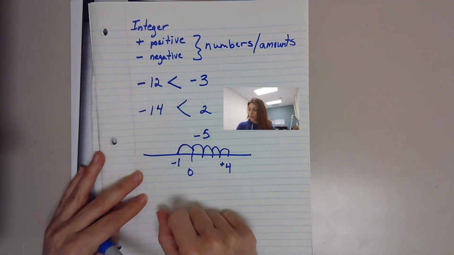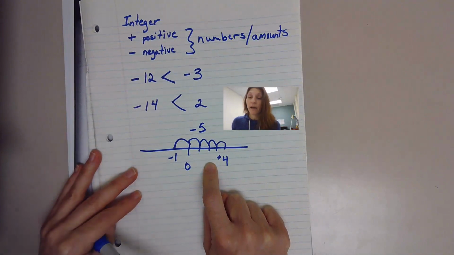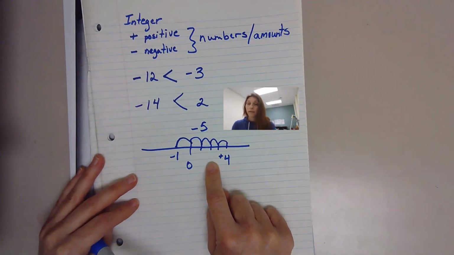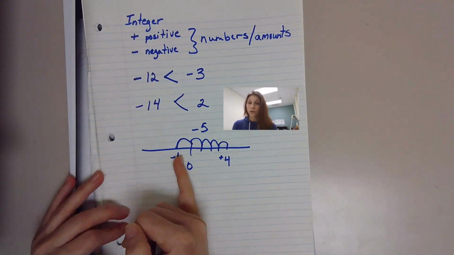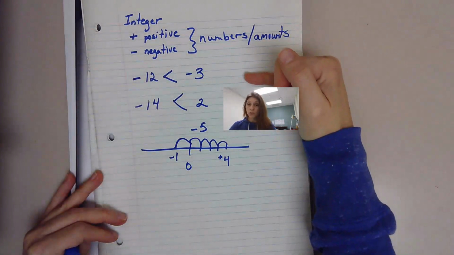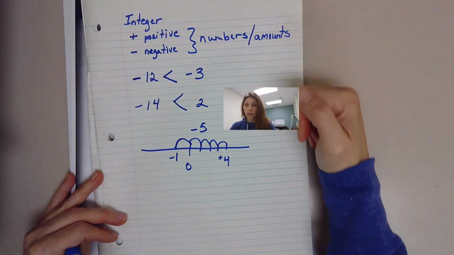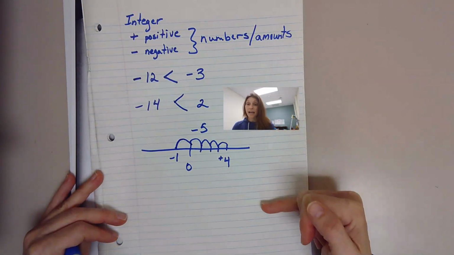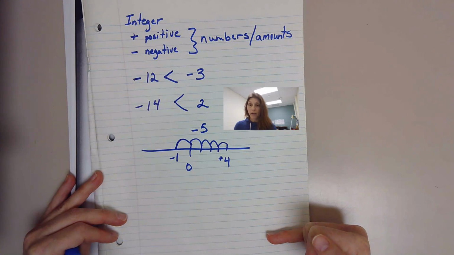Okay? One way to think about it is where those numbers would be found on a number line. The further to the left they would be found on the number line, the smaller they are. Or if you are using a vertical number line, the further down an integer will be found on the number line, the smaller it is.